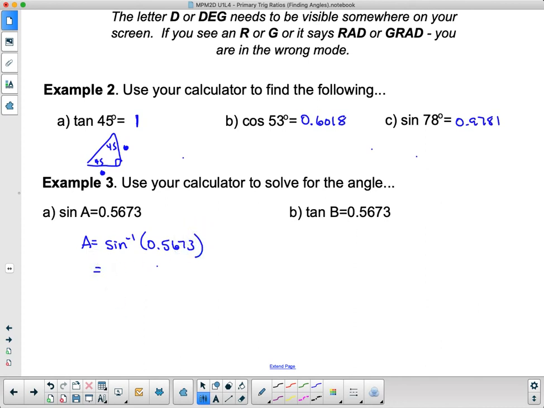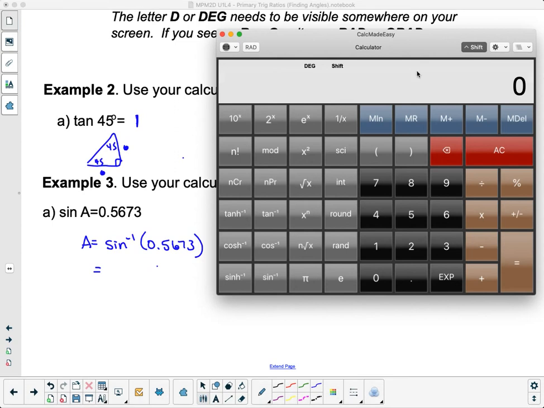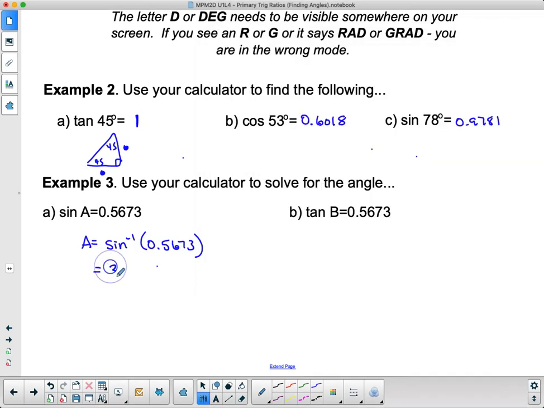So I'm going to show it to you on both types of calculator. One works backwards, one works forwards. So in this calculator, I have to type this in first: 0.5673, and then hit the sine to the -1. On your standalone calculator, you have to go shift sine. And that looks like 34.6 degrees.